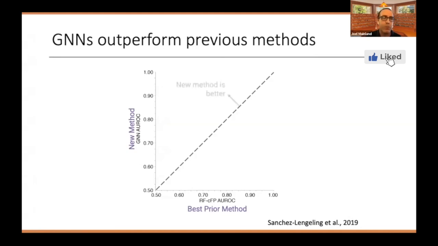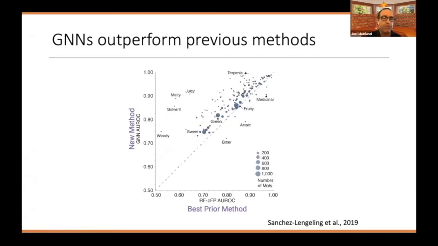This is the unit slope line. So points that fall above the line suggest that the new method, this graph neural network, is better, and points that fall below the line suggest that the baseline method is better. And so now we can look at each label and see how well it performs.